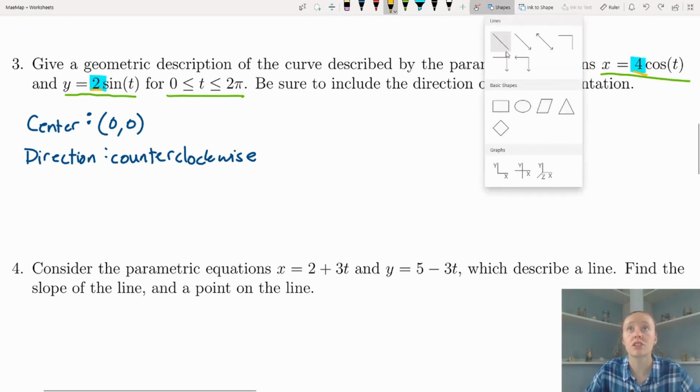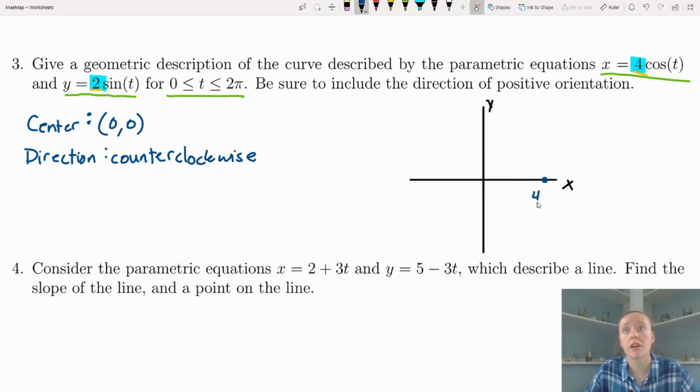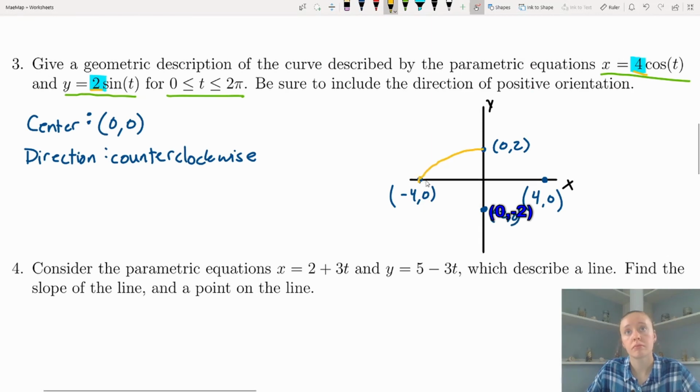So if we can envision this quickly, we would have something that looks like this. Here would be the point 4, 0. Here would be negative 4, 0. Then we would have 0, 2, and 0, negative 2. So you see that we get an ellipse. Here, my distance along my major axis going from negative 4 to positive 4 is a distance of 8, and along that minor axis going from negative 2 to 2, I get a distance of 4.